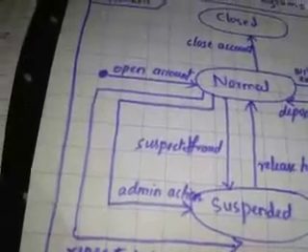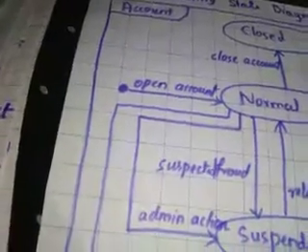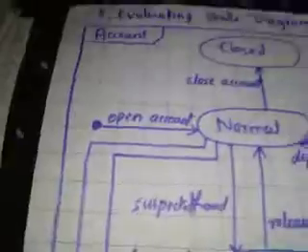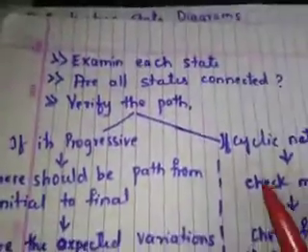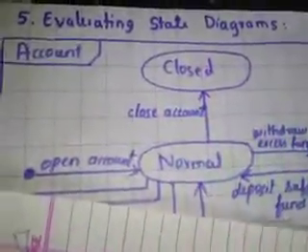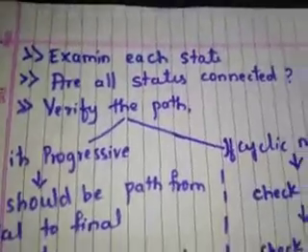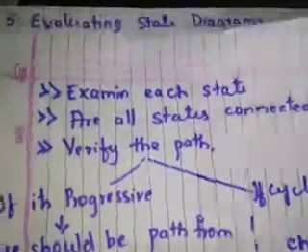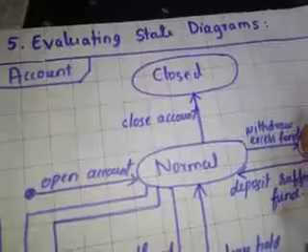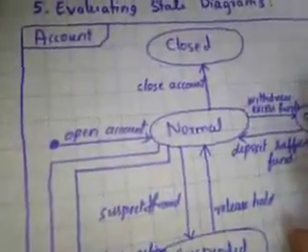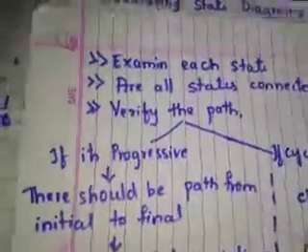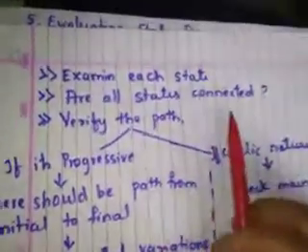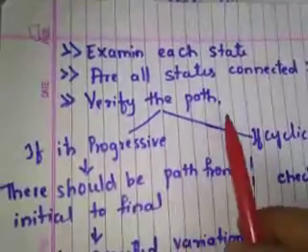So like this, when a particular state diagram is drawn, you should start evaluating it. When you are evaluating it, you should examine each state, whether each state is correct. Next, you should examine whether all the states are connected or not. If there is no connection to a state, you should check what event may make a transition from one state to that particular state, right? So all the states should be connected, and you should verify the path.